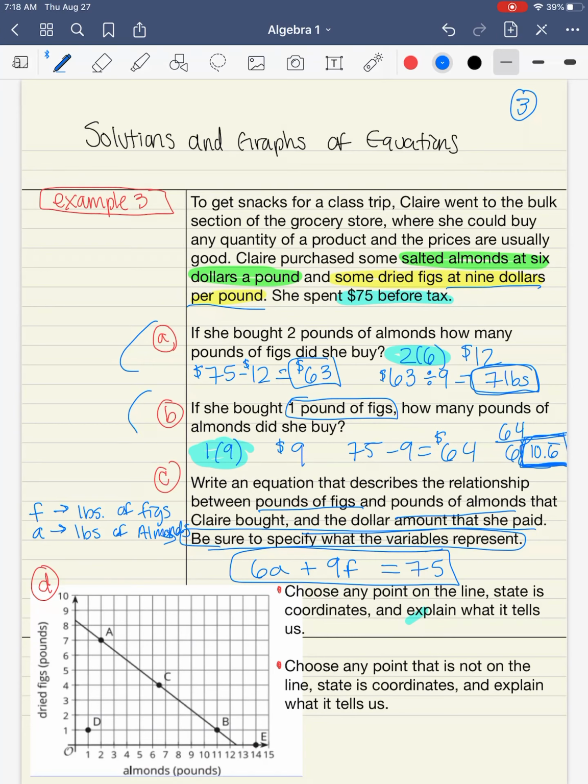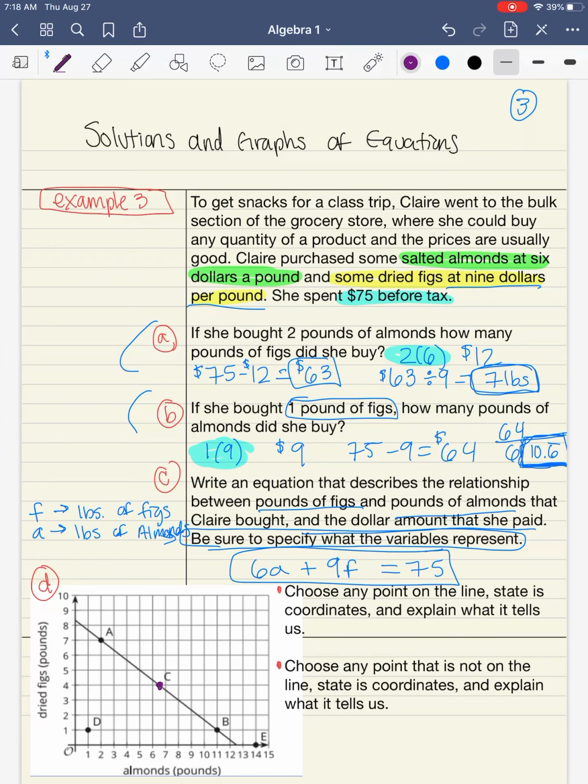So kind of seeing how we can use the numbers to reason out the answers can help us write the equation. All right, part D, we've got this really fancy graph. So you can sketch it in your notes. It doesn't have to be as detailed as the one you see here, but we want to have information in our notes about reading information off a graph. So draw enough information on this graph so that you can go back and see how we did this. Okay, it says choose any point on the line and state what it tells us. Okay, so let's go with C.